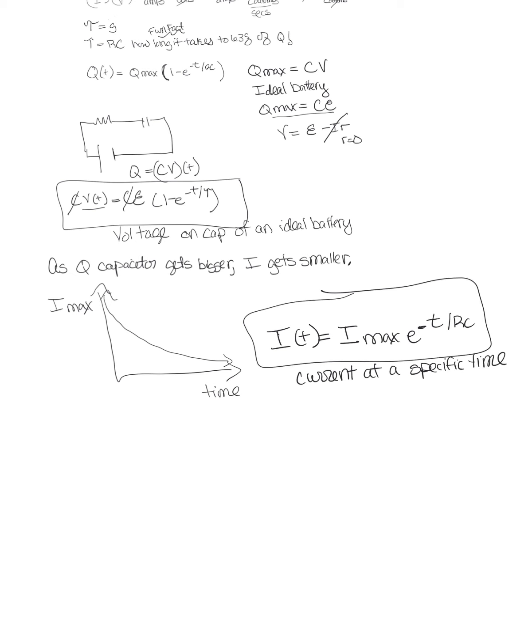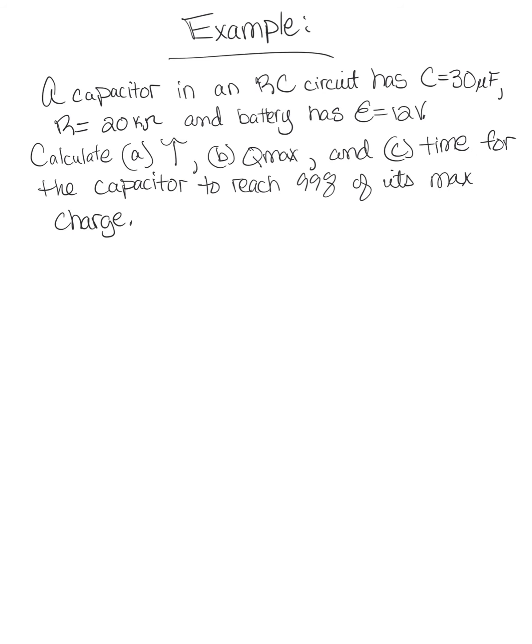So now that we have all of this information, what kind of questions can you expect to see on a test or homework? Well, let's do one. Okay, so we have a problem here that says a capacitor in an RC circuit has a capacitance of 30 microfarads, a resistance of 20 kiloohms, and a battery that has an EMF of 12 volts. That means we're considering no internal resistance. Calculate tau, the maximum charge, and the time for the capacitor to reach 99% of its max charge.